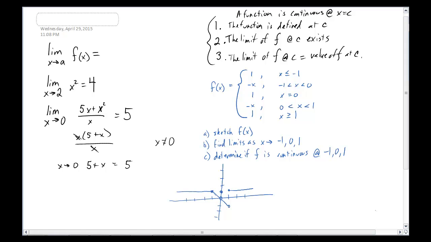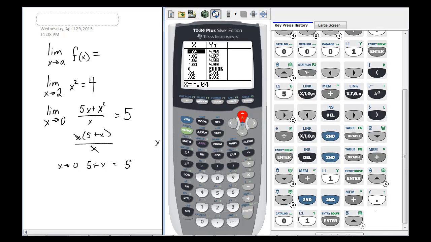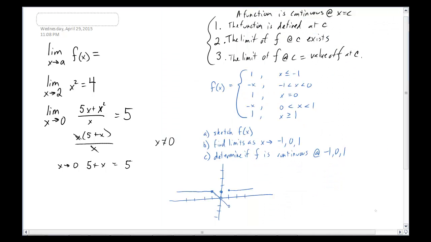Now our job is to find the limits as x approaches -1, 0, and 1, and then to determine if f is continuous at those values. So let's give it a try. Actually, I don't need my calculator. So why don't you pause it and then work through it yourself and see if you can answer these questions based off of the definitions that we've given above. And then I'll go ahead and work through it, all right? Pause it now.